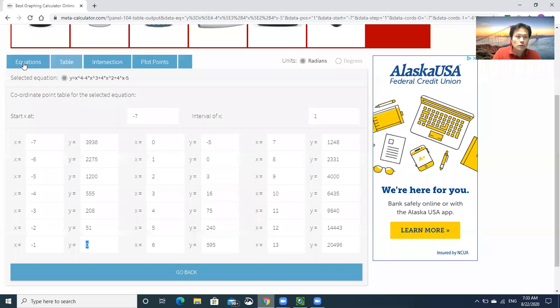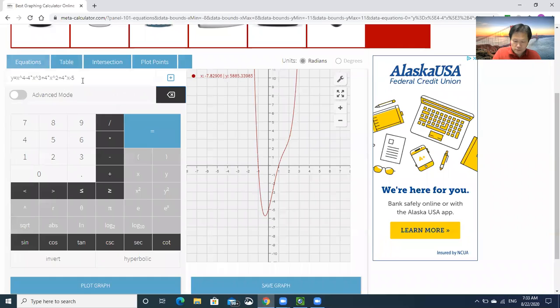So I will enter the equation x to the fourth power minus 6x to the third plus 35x squared minus 50x minus 58.